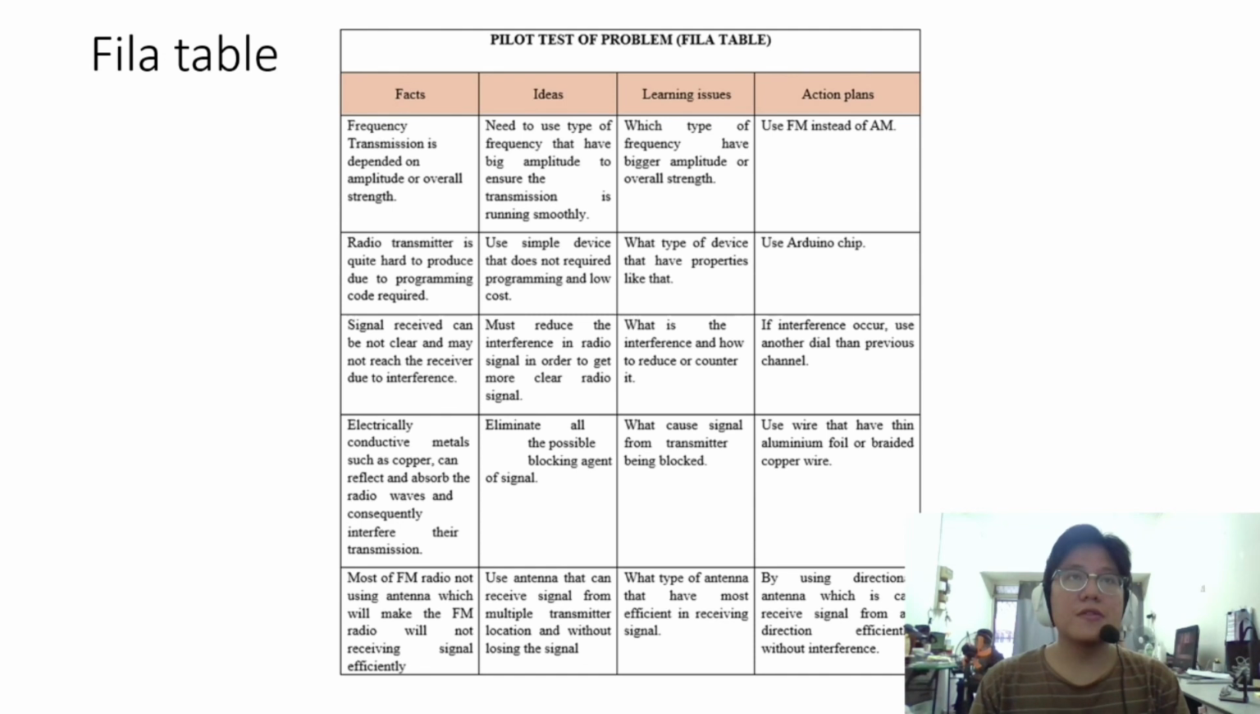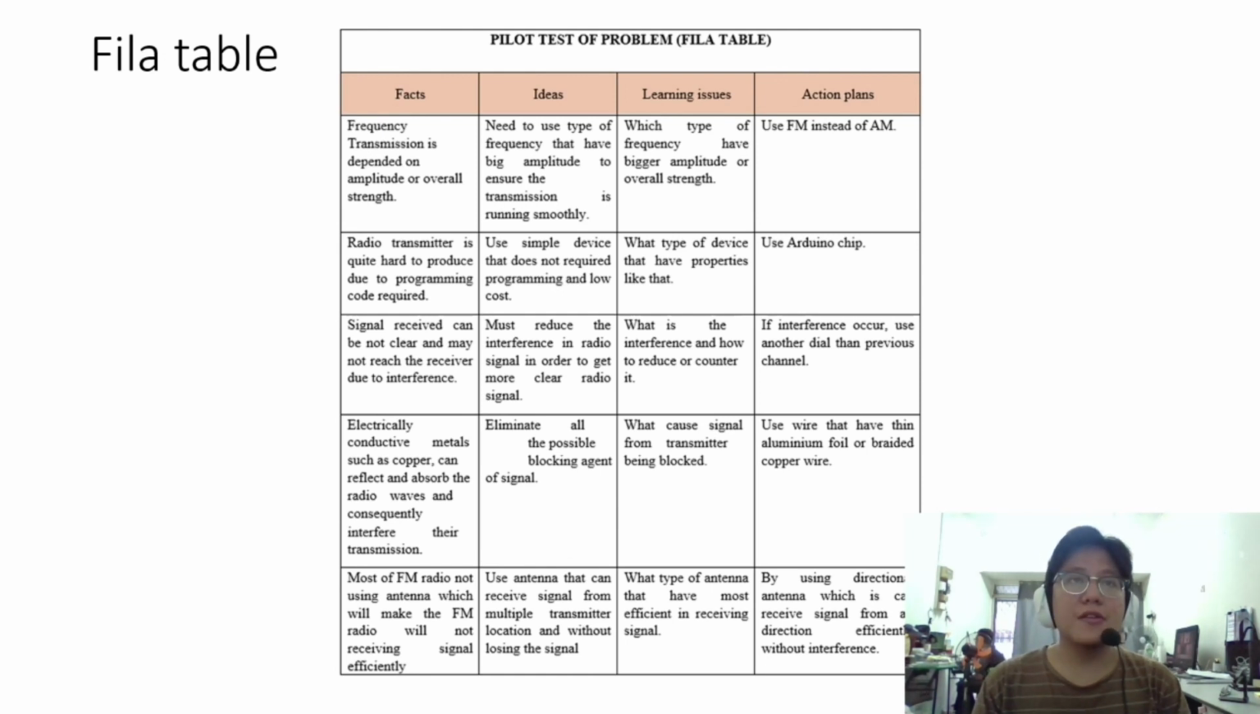The next fact is electrically conductive metal such as copper can reflect and absorb the radio wave and consequently interfere with the transmission. So the idea is to eliminate all the possible blocking agents of the signal. Learning issue: what causes the signal from the transmitter to be blocked? Action plan: we use wire that has thin aluminum foil or braided copper wire.